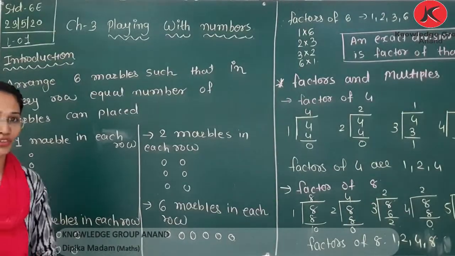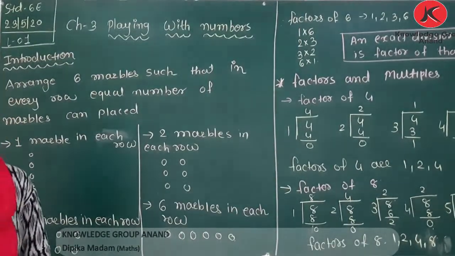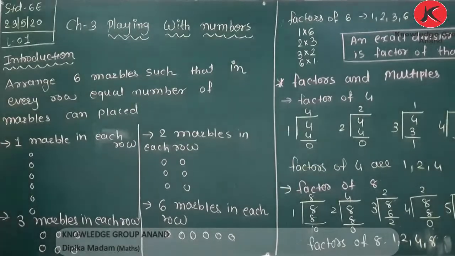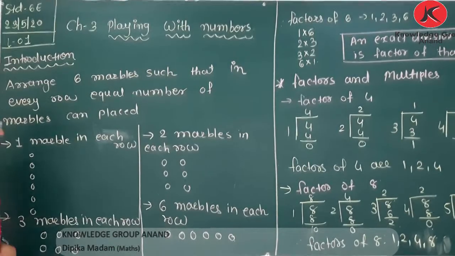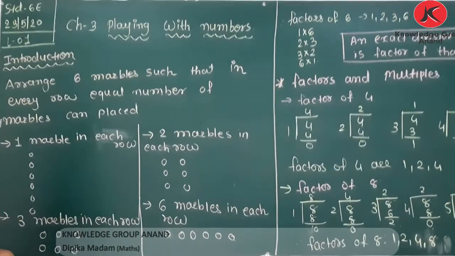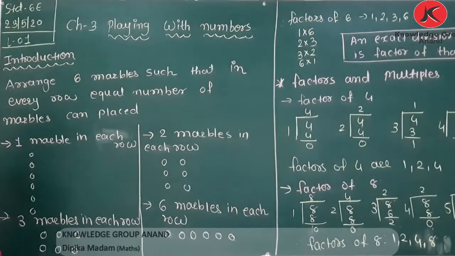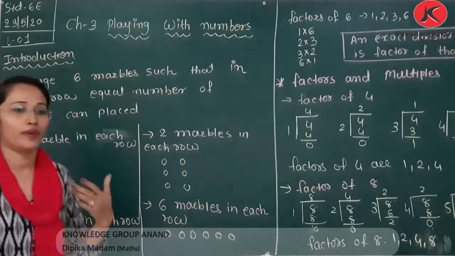Start chapter number 3, that is playing with numbers. Okay, here an example is given. Arrange 6 marbles such that in every row equal number of marbles can be placed. Okay, we already played with marbles.